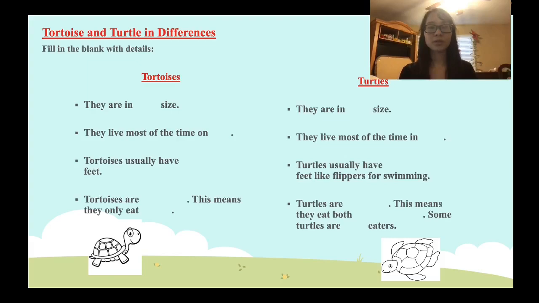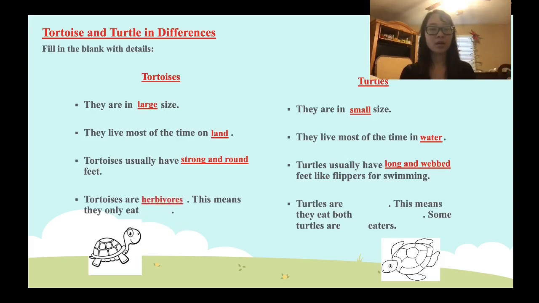So for the tortoise, listen to me carefully. They are large in size. Okay, for the turtles, they are small in size. Tortoises live most of the time on land, but turtles live most of the time in water. Tortoises usually have strong and round feet, but turtles usually have long and webbed feet like flippers for swimming.